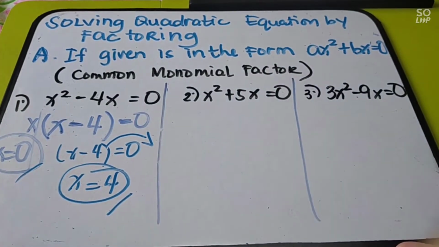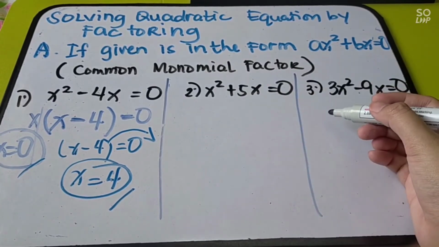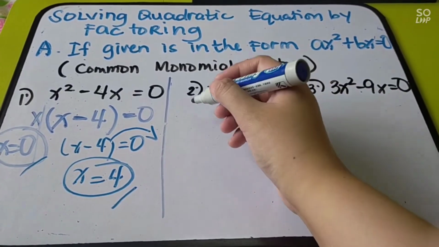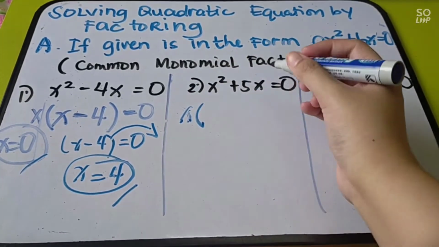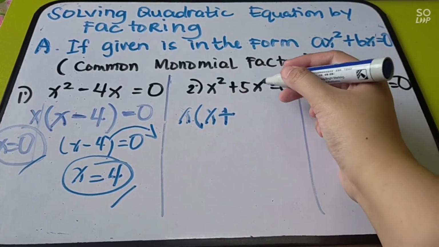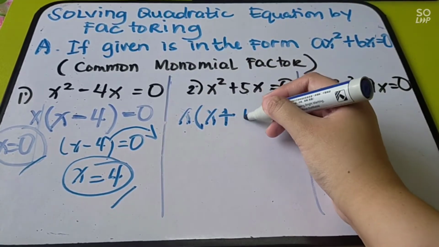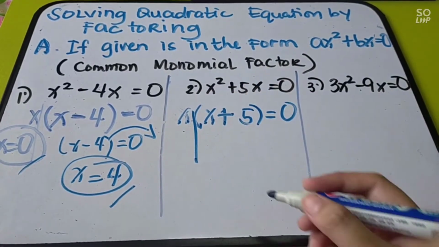Okay? Next tayo. Let us have this one. x squared plus 5x equals to 0. Diba? Madali lang siya. So, we have here common ulit. Ang common natin ay x. Then, just divide. So, we have here x, just copy the sign, plus 5x divided by x, the answer is 5, equals to 0. Then just separate both factors.